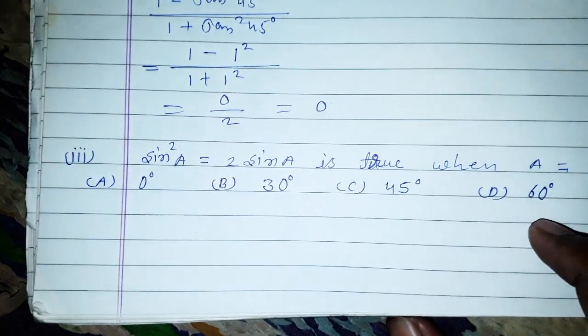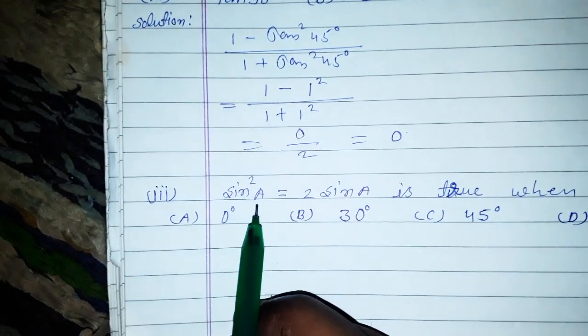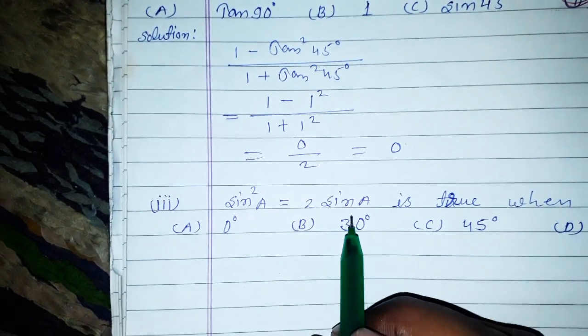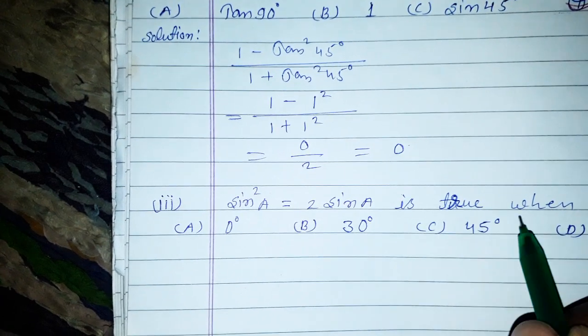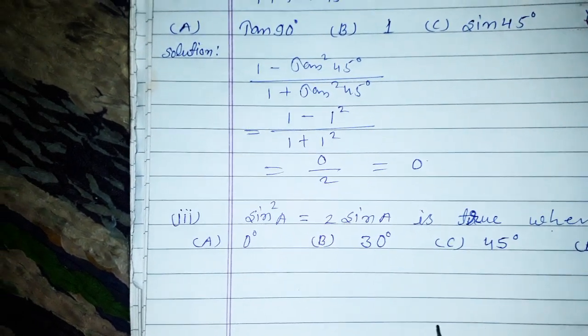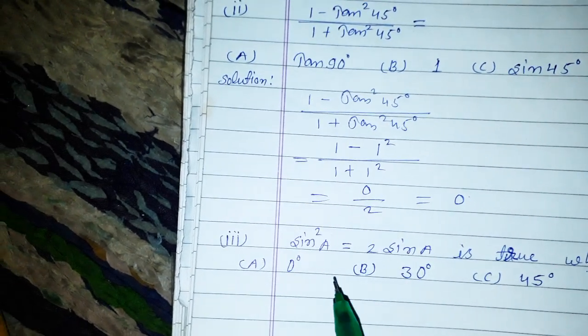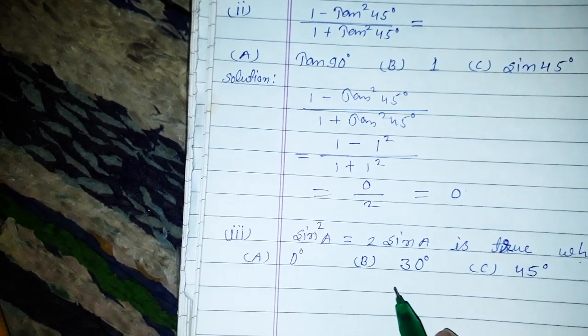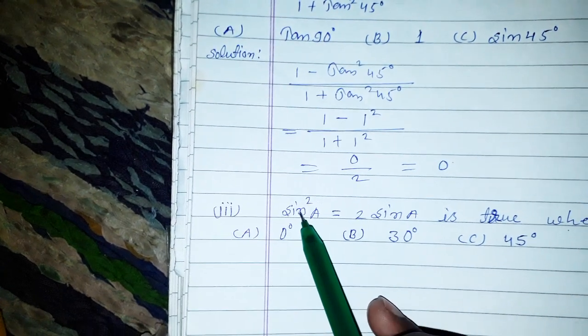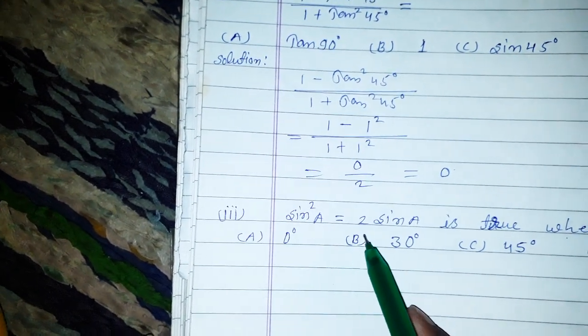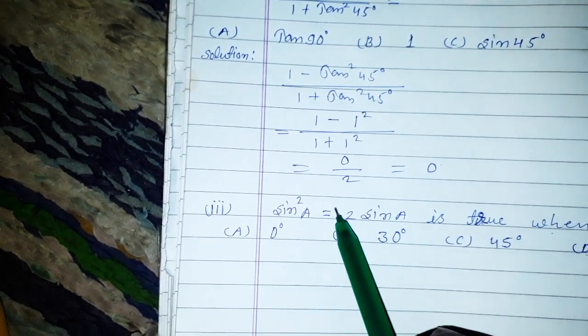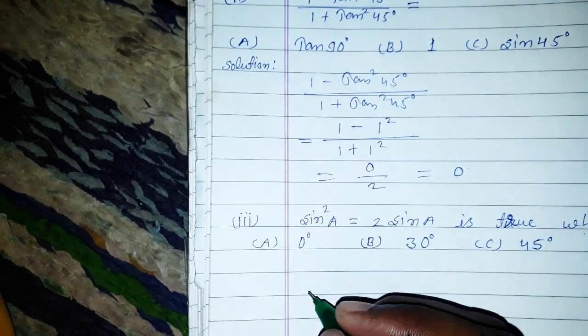Next, third point, sin square a is equal to 2 sin a is true when a is equal to. In this condition only, if we use sin 0, so sin 0 is 0 and 2 into 0 is 0, so this is equal.